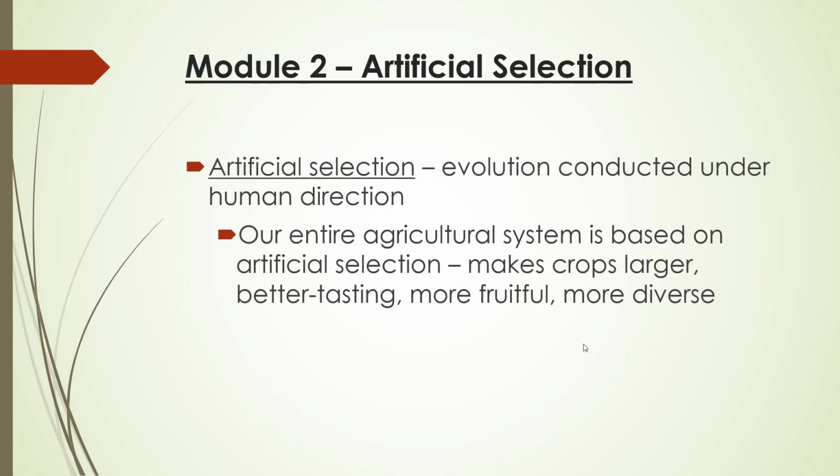Okay, so our biggest way of knowing that evolution is real is through artificial selection. And this is basically evolution conducted under human direction. Our entire agricultural system is based on artificial selection. Makes crops larger, better tasting, more fruitful, and more diverse. This is also how we've ended up with the number of species of dogs that we have. They all came from wolves.